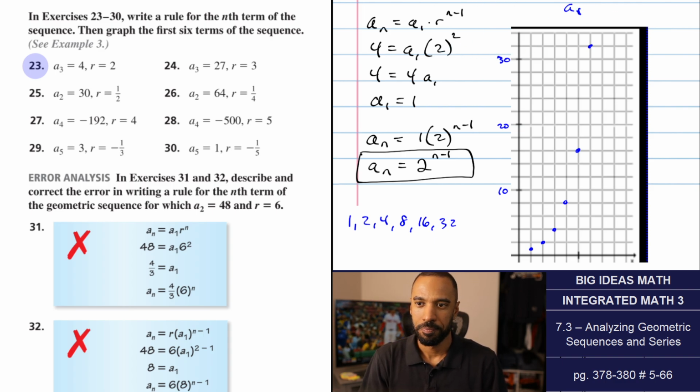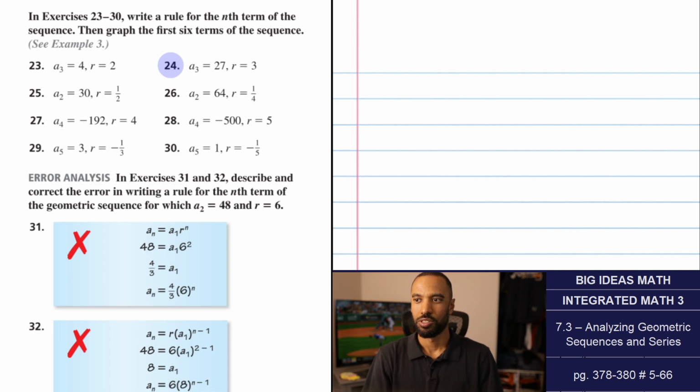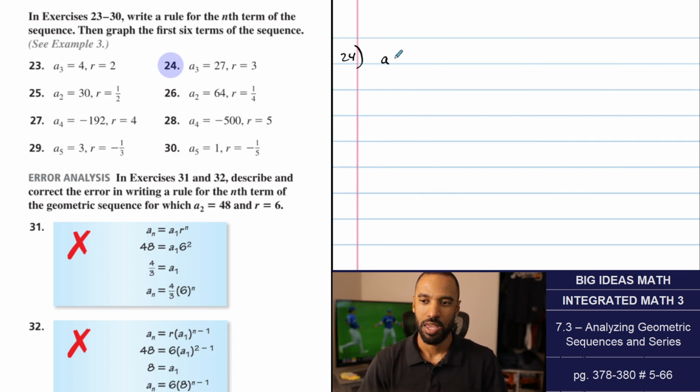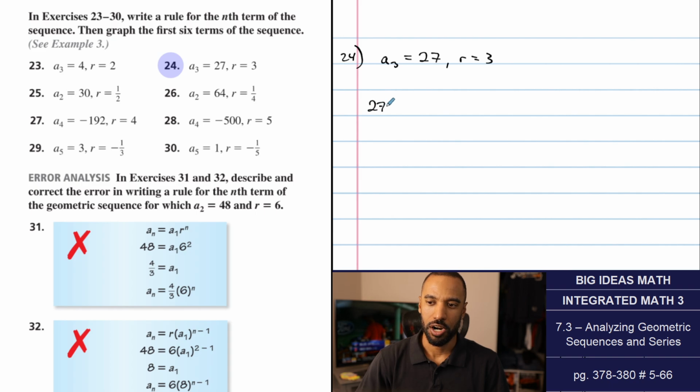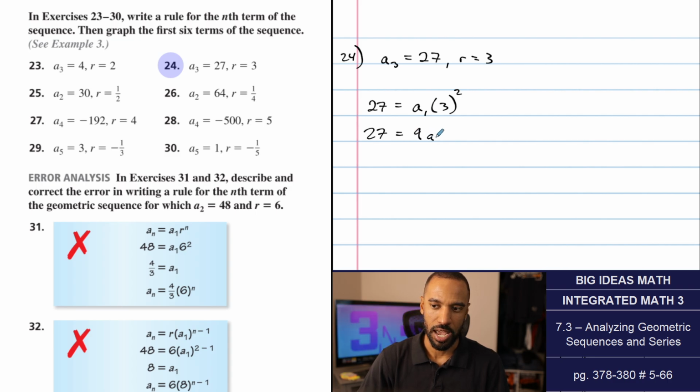Okay, let's move on to the next one. This is, once again, if we want to do that conventional way, we could. I'll go with the way they're going to do in the book here. A sub 3 is 27 and common ratio is 3. So your third term is equal to your first term times your common ratio. 3 minus 1 times, so 2 times. 27 is 3 squared, which is 9 times a sub 1, so a sub 1 equals 3.